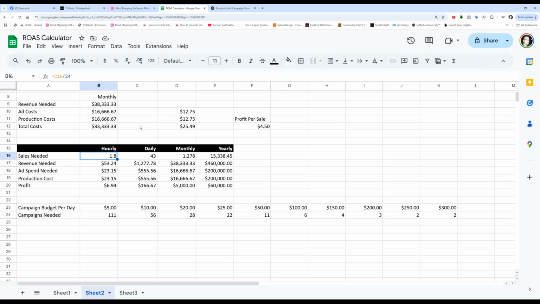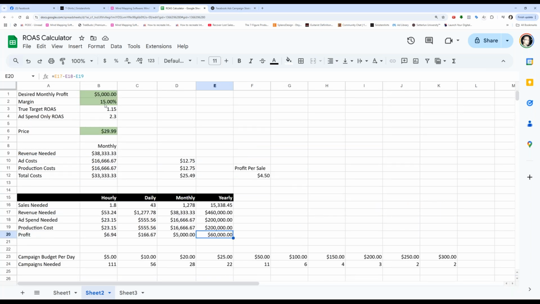And it becomes normal. So daily, you would have to be spending like $555.56 per day in ads to make those 43 sales per day, which is like 16,000 per month, which is like 200,000 per year. Okay, so this is the line that a lot of people focus on and get stuck on. They don't look at this line, which is the revenue. So if you're spending 200,000 on ads a year and you're pulling in 460,000 a year, even after production costs, that's a profit of 60,000.